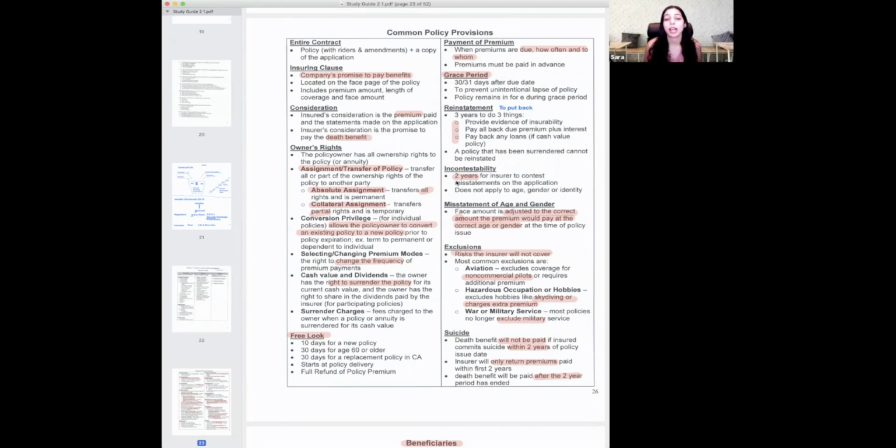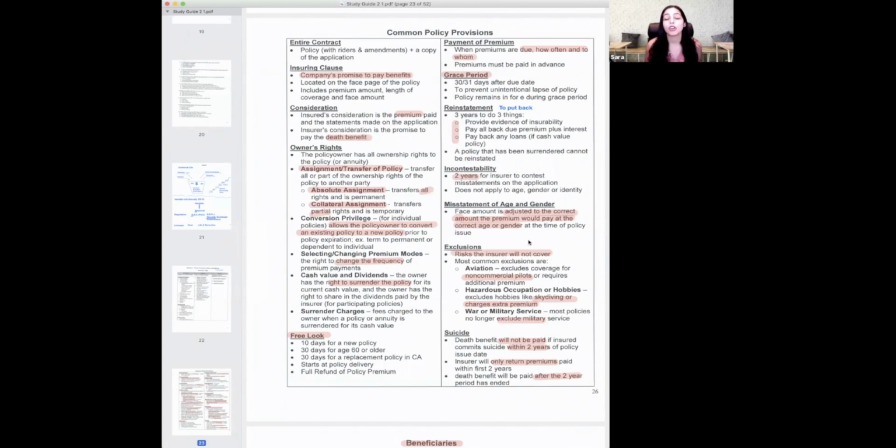Incontestability, this is something that we've talked about in other chapters. So incontestability, 2 years. Just remember that, incontestability, 2 years. So after 2 years of having your policy, you get something called incontestability, which means the company cannot fight a claim. So basically in the first 2 years, the company can try to fight a claim, find a loophole to not pay out. But after 2 years, they can't do that. So basically think incontestability, 2 years, okay?